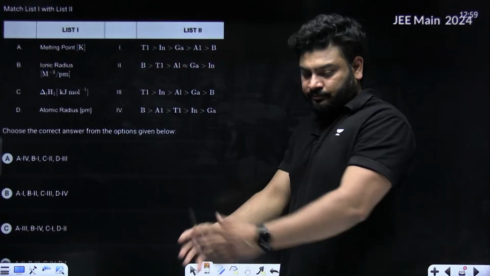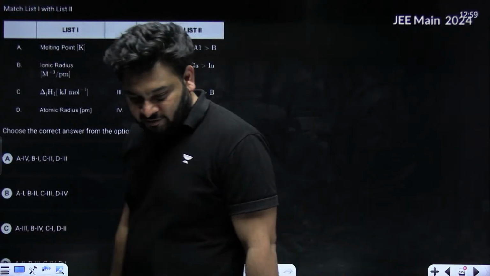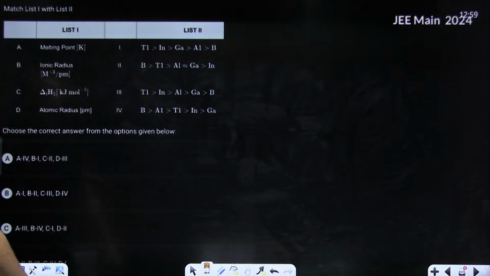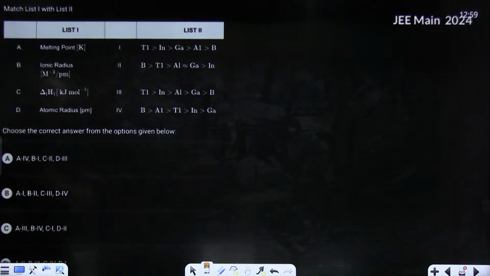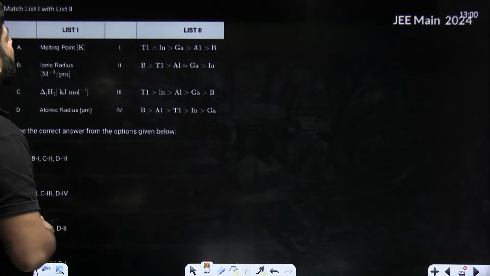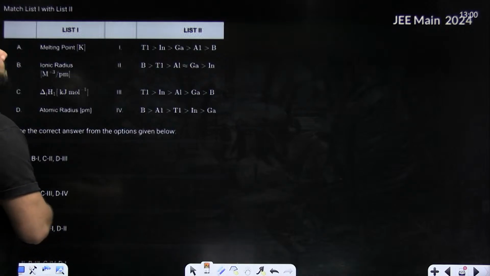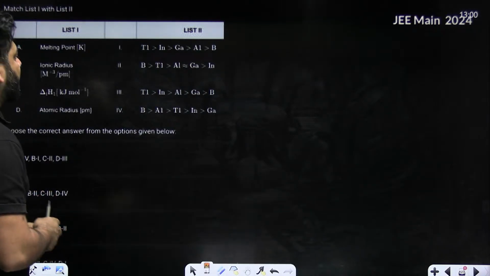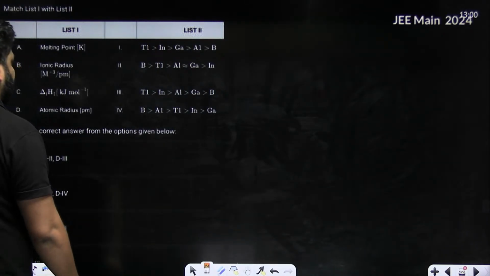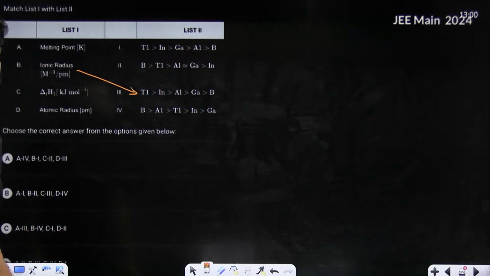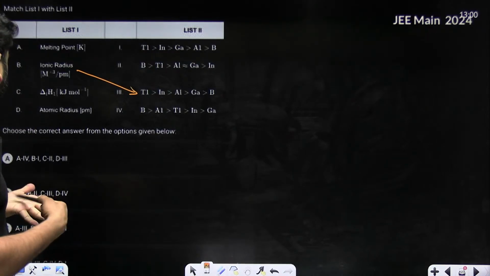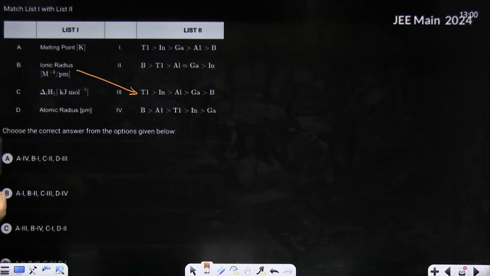Next question. Try it on your own, guys. Melting point order, ionic radius order, and so many things have been given to us. Anyways, the ionic radius is pretty simple, and it keeps on increasing down the group. Thallium, indium, but only gallium doesn't have more than aluminium. So this is the ionic radius. And the only option is D actually here.